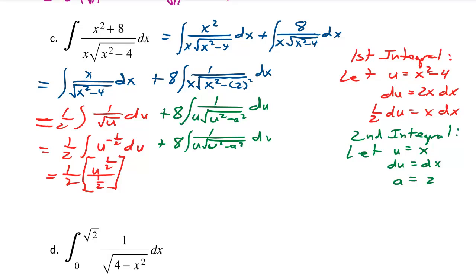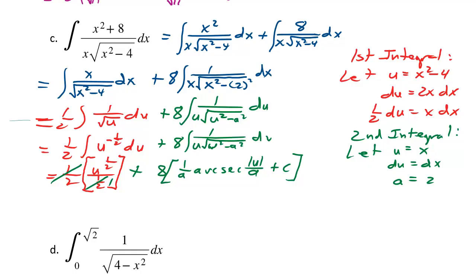And the 1/2 and 1/2 will cancel. So that's just u to the 1/2. And then the second integral, we've got plus 8. And this is the arcsecant. So this is going to be 1 over a arcsecant, absolute value of u over a plus c. Okay.